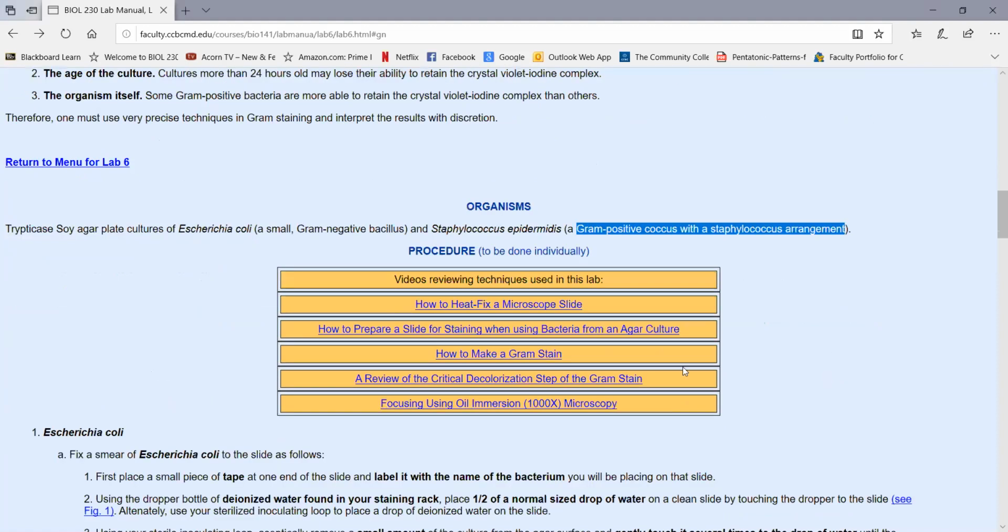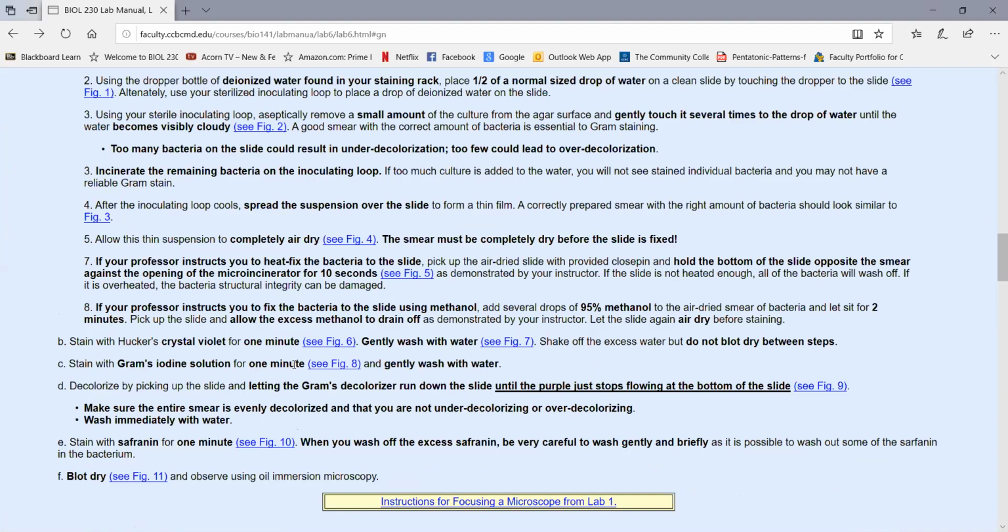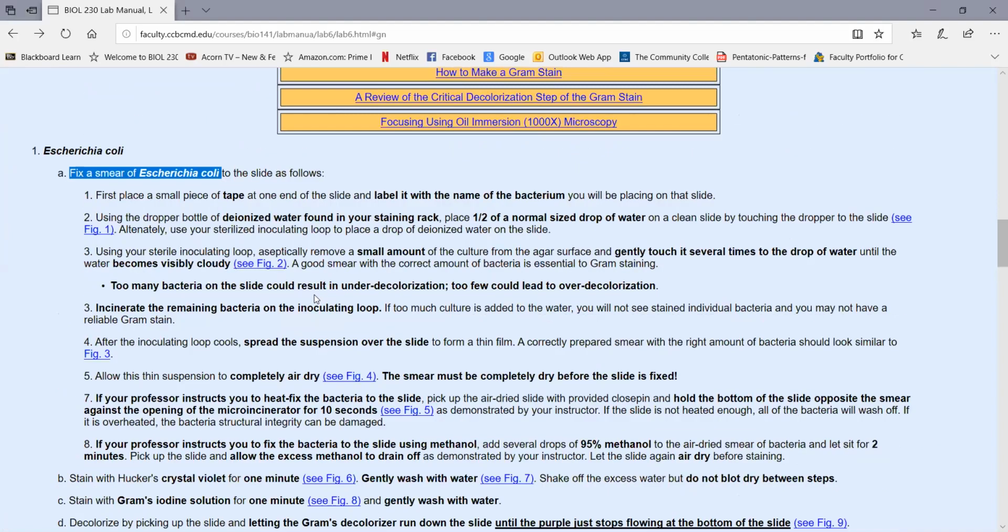And again, I've listed the videos here on how to heat fix, how to prepare a slide for staining, how to do the gram stain, etc. These are the ones you had for your pre-lab quiz, but you might want to review those again. So what we're going to do first is a gram stain of E. coli, and first we have to heat fix a smear of Escherichia coli. And again, it tells you step by step how to do that, as we showed you in lab 5 when we did the direct stain, including the actual gram staining.